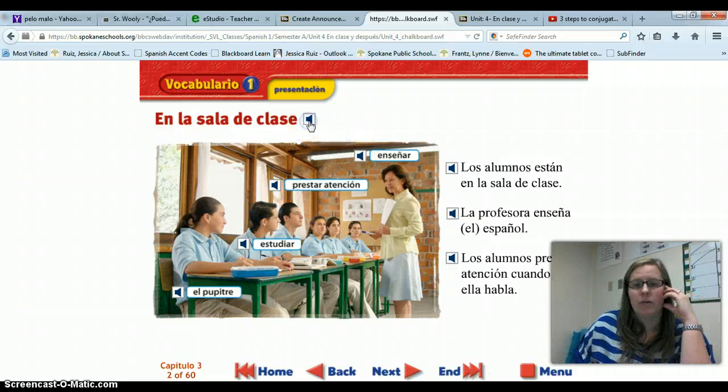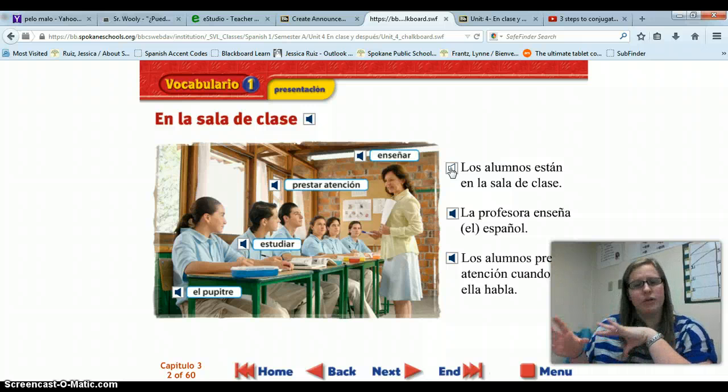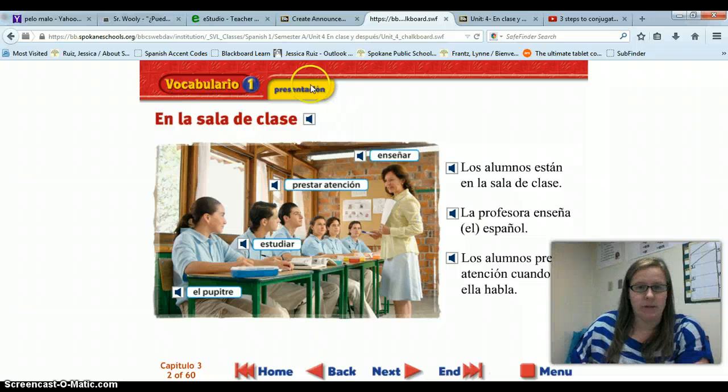So that's really helpful. En la sala de clase. Okay? And then it'll even read the sentences to you. Los alumnos están en la sala de clase. So you can start to give meaning and context to them. So you should have looked them up. You should have gone over them. Let's talk about a couple if they're not obvious, okay?